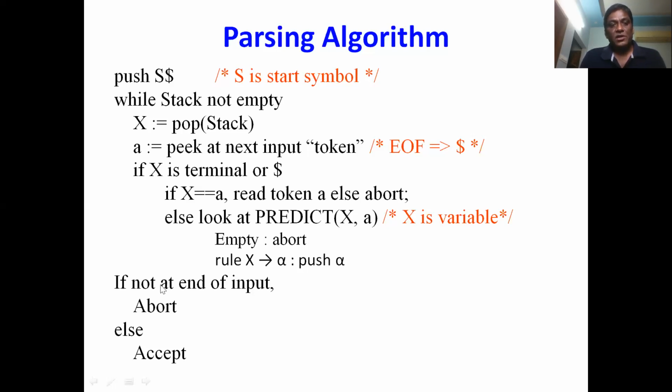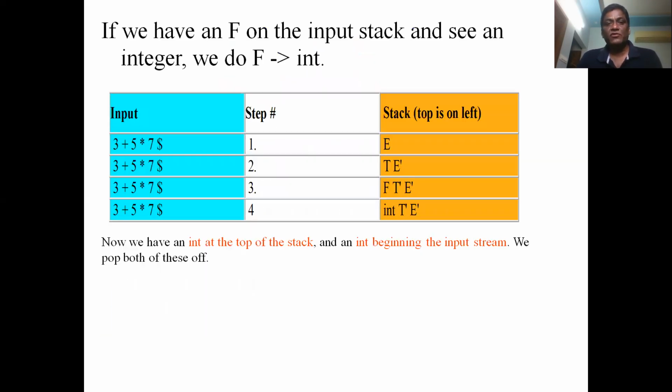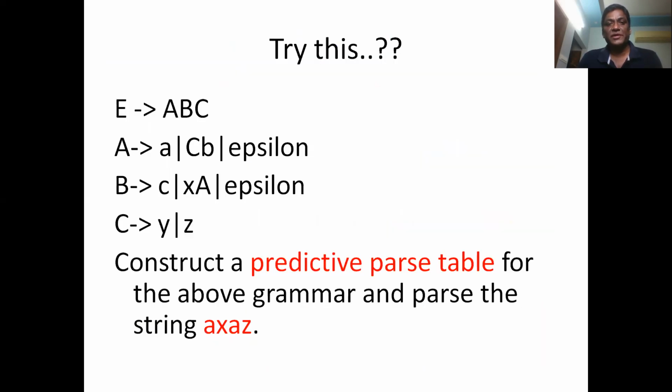Okay. And when this loop is completed, stack becomes empty. And when stack becomes empty, if the string is not at end of input, that is dollar is not reached, then abort. Abort means that there are syntax errors. Otherwise, if it is dollar, it means we accept the corresponding string. There are no syntax errors in the corresponding input string. Okay. So this is the parsing algorithm which we used for parsing a given string.